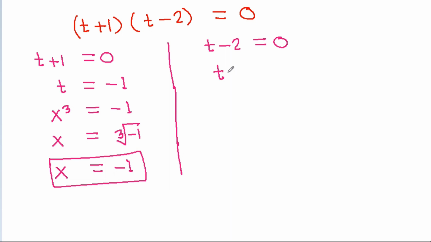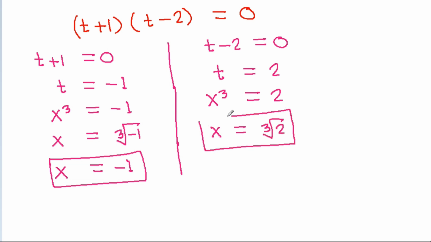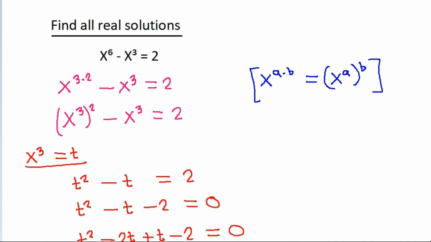And here t = 2, and t is x^3, so x^3 = 2. So x will be equal to the cube root of 2. So x is equal to -1 and the cube root of 2.